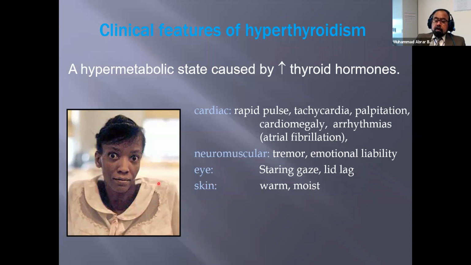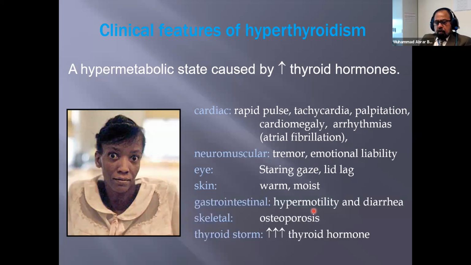And lid lag: I will show you how it looks. Normally, if you put your finger and ask me to look down, my upper eyelid will move with the eyeball. But these patients do not. The eyelid remains up and they move the eyeball down. The skin will be warm and moist because of the excessive cardiac output plus sympathetic activity, there is a dilatation of the blood vessels and an excessive amount of blood in the periphery. So the skin will be more warm and moist.